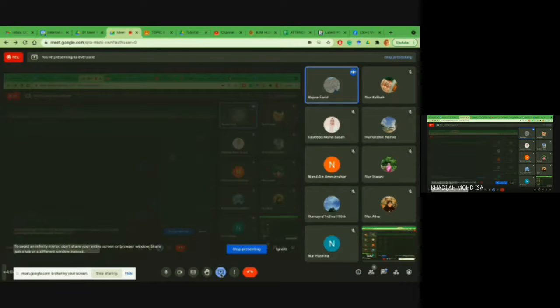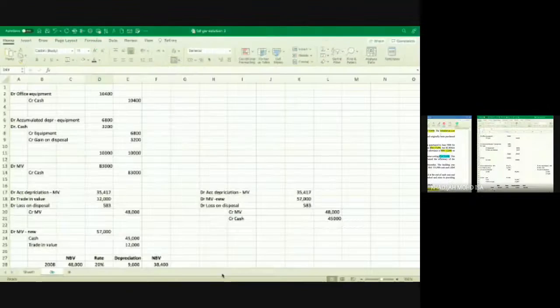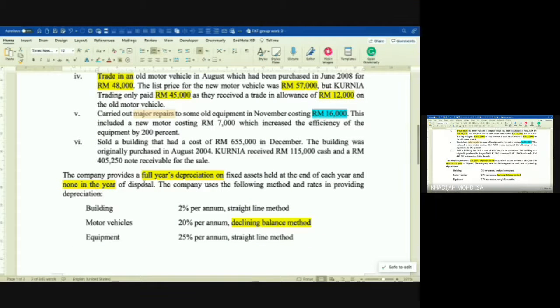When you acquire an asset during the year, you have to look at the policy. Just now, when we did our PPE, it says the company provides full year depreciation at the end of the year and none in the year of disposal. So even though you buy in the middle of the year, full year depreciation is given on the asset. Does that answer your question?